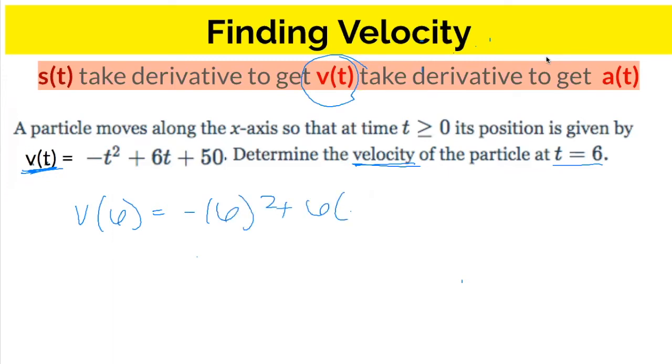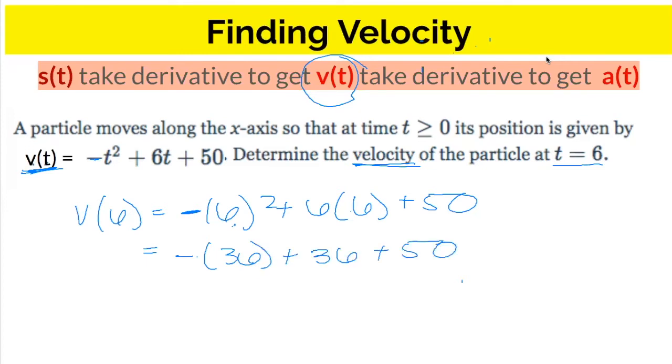Negative 6 times 6 plus 50. Please watch your negatives. You see how this has a negative on the outside of the parentheses. So that's going to give you negative 6 times 6, which is 36, plus 36 plus 50. These are going to cancel out, so we are left with the velocity being 50. That means the direction is going right because it's positive, and the speed is 50. Let's try the next one.